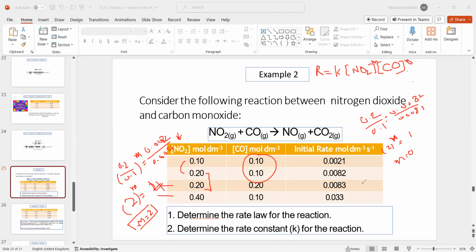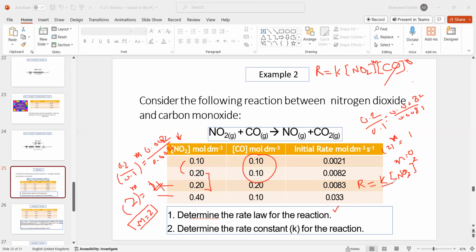So the rate equation, R, equals k times the NO2 raised to the power 2, because we found m to be 2. And the other one we don't need to write, because it will be raised to the power 0, and power 0 equals 1. Okay, now what do I need to do next? This is the first requirement. The second requirement is to determine the rate constant.